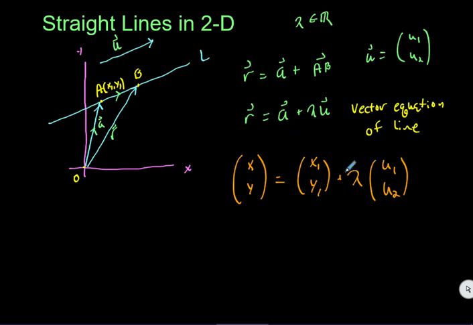Now, from the vector equation of a line, we can formulate something that's called the parametric equations.